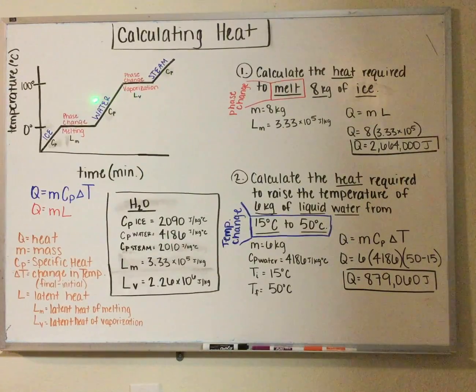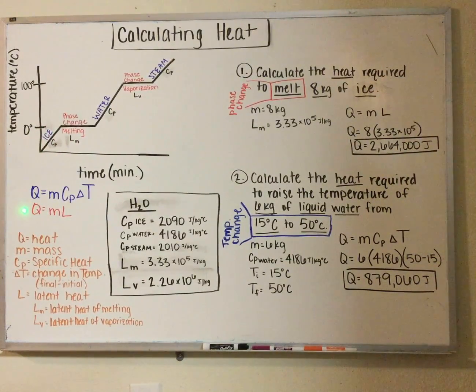Okay, so we saw two equations yesterday. The one in blue, Q, which is heat. Heat is equal to mass times specific heat, Cp, times the change in temperature, which is final minus initial temperature. Make sure you're careful of your negatives here whenever you're dealing with this part of the graph.